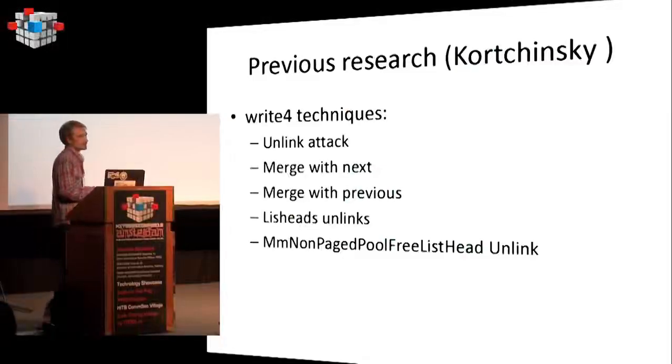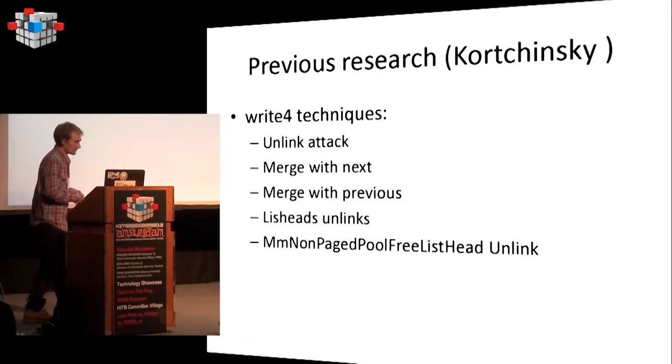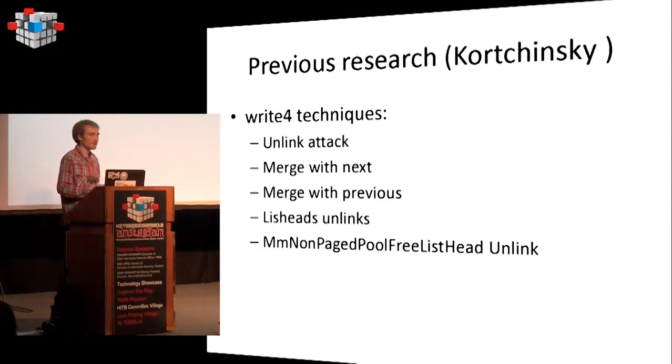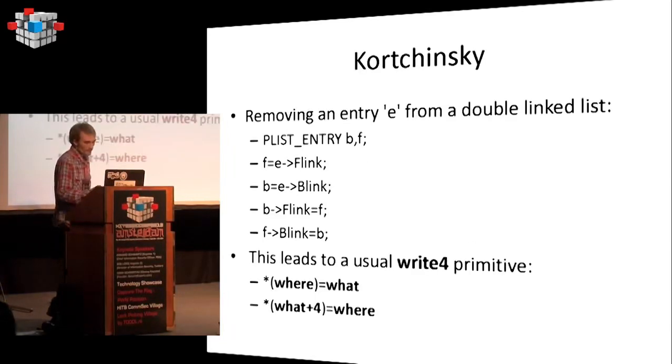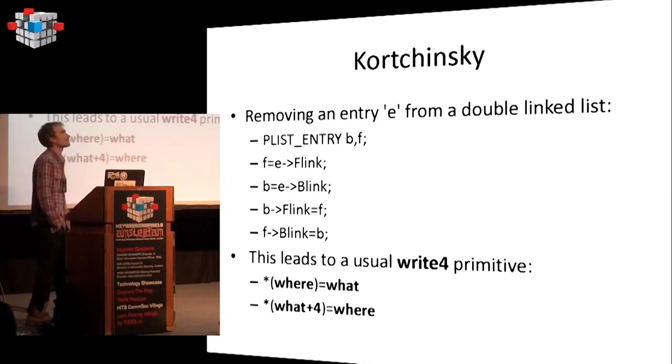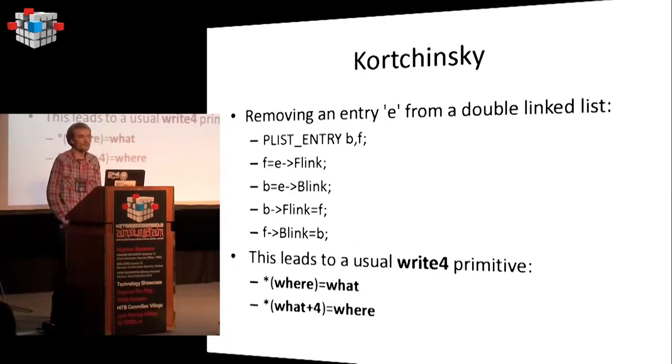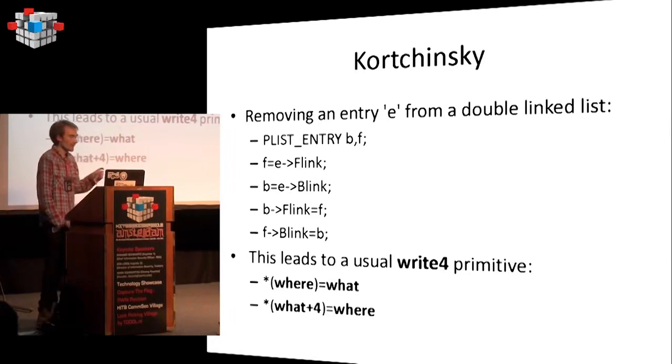So talking about early days, before Windows 7, in 2008, research made by Kostya Kortchinsky was about creating fake entries, and it leads to a write-4 primitive or write-8 primitive when you control the pointer and when you control the data. There are several scenarios; I just show one. Basically, it is based on how an entry is removed from a double linked list. So if you control some entry, it turns out that you control an overwrite of arbitrary memory. So basically, in the kernel, it results in a compromise.